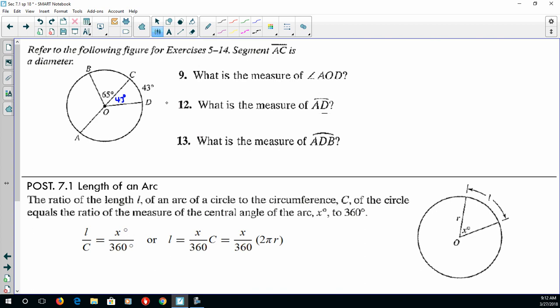So AOD, well, AOC is a diameter, so AOD would be 180 degrees minus 43 degrees, which is 137 degrees.